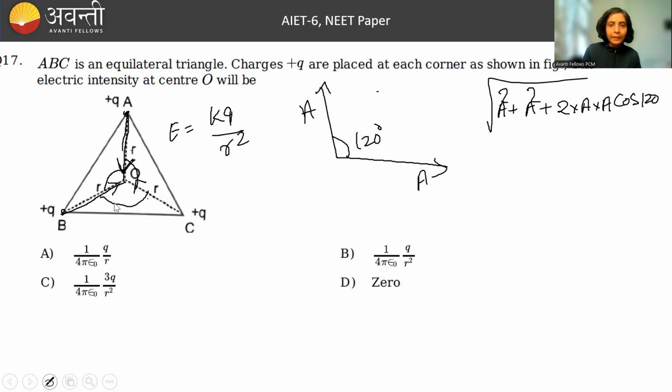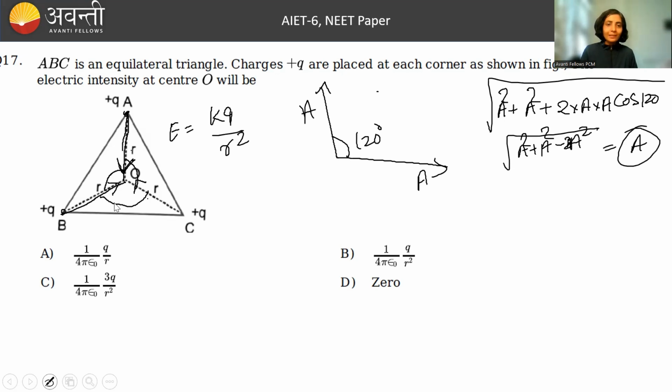And what is the value of cos 120? Minus half. So this will become a square plus a square minus 2a square into minus half, so this will remain minus a square. So this is a square and a. So resultant of two vectors at 120 degrees is how much? A. And since these are two equal vectors, their resultant will pass through angle bisector, so it will go through 60 degrees. Same thing you apply here.